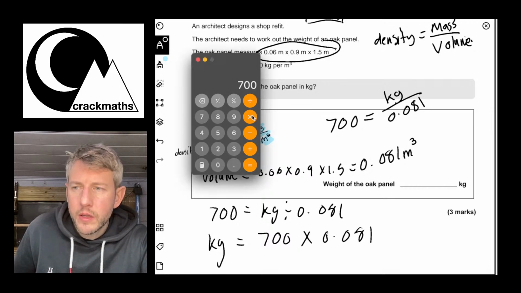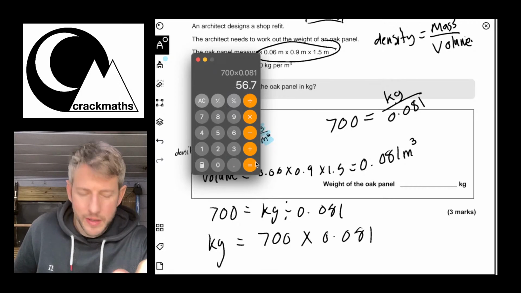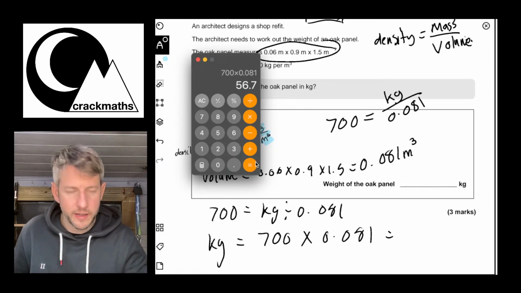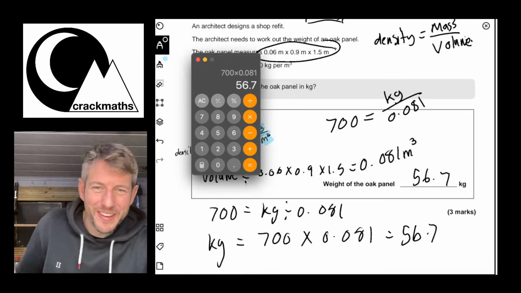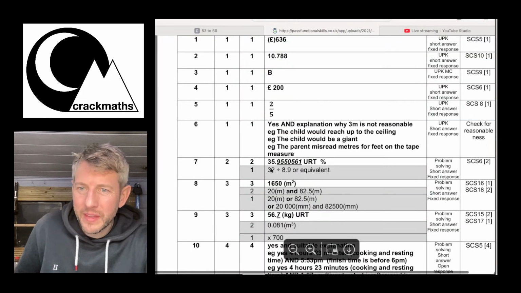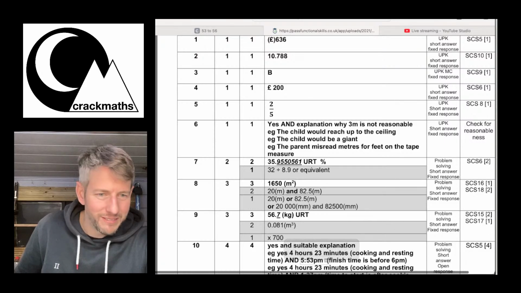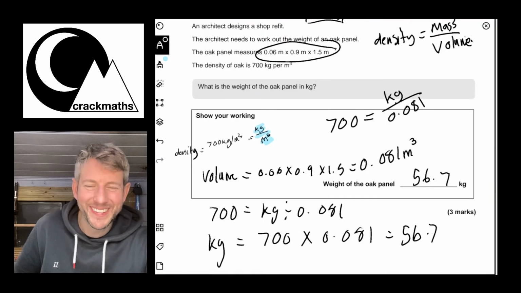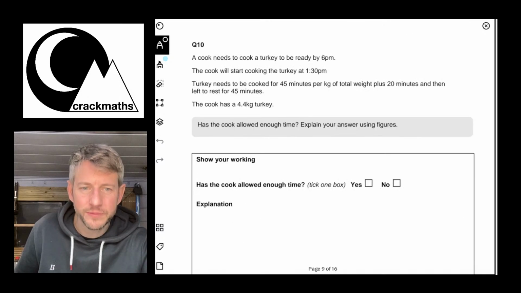So here we go. 700 times 0.081. Here we go. So that would be 56 kilograms. 56.7 kg. I'm a bit nervous now about checking my answers after the last one. Let's have a look. So here we go. 56.7 kg. Perfect. Right, I am back on track.